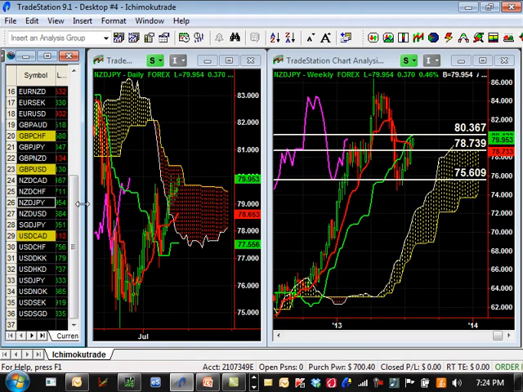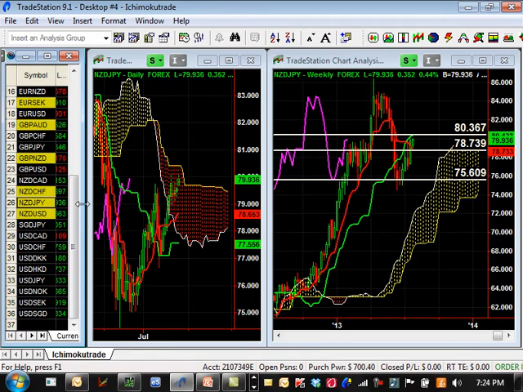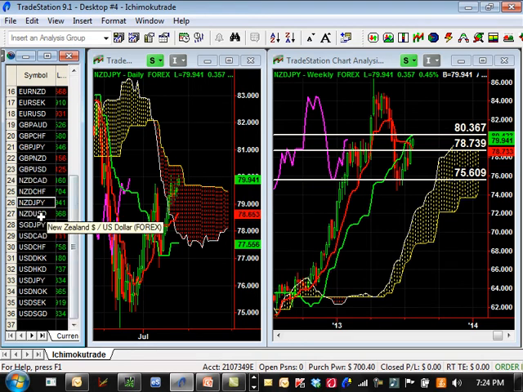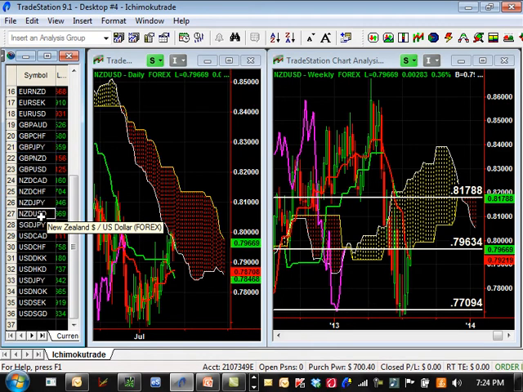It's doing the pullback to about 80.36. It's going to be a major pullback level. If it holds there, then it will pretty much come down to about 75.60. If it breaks it, then it's going to retest the high at 76.00. So keep an eye on that one as we move forward. New Zealand USD, really not doing anything except ranging between 77.09 and 79.63.